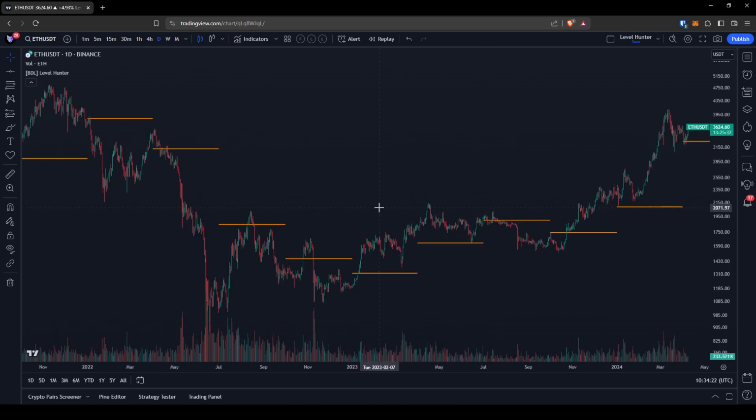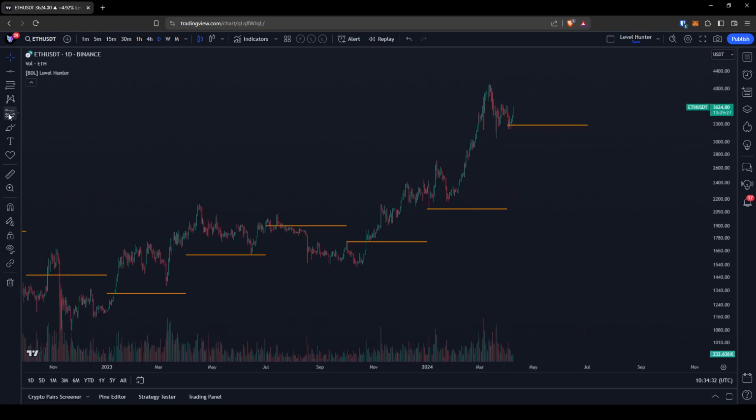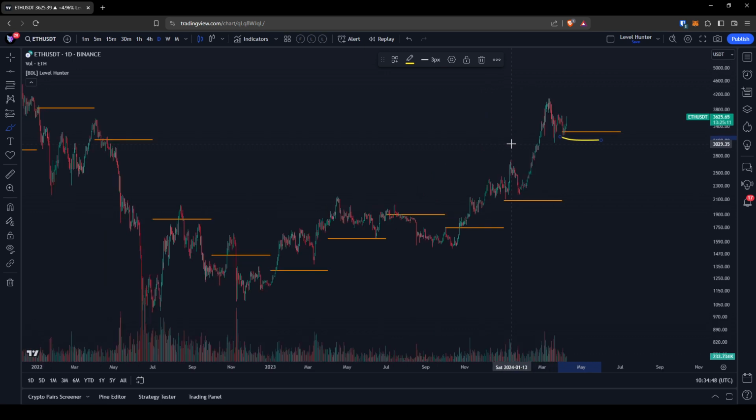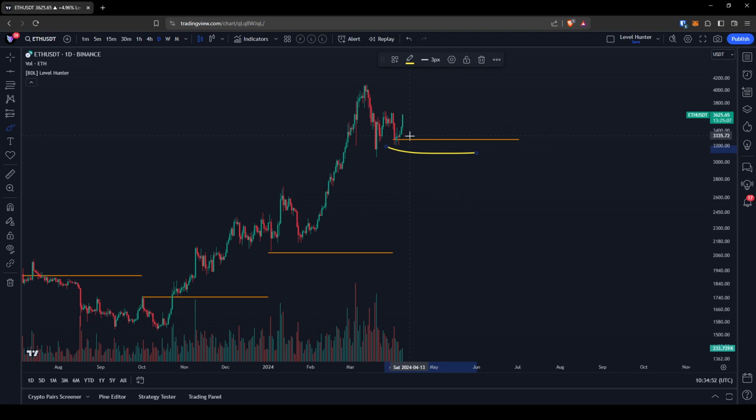So you can see that even on the most recent price action, price hit the quarterly level and bounced off there. Basically it's holding its quarterly price level, which is a strong indication that the price is bullish and the trend is strong.